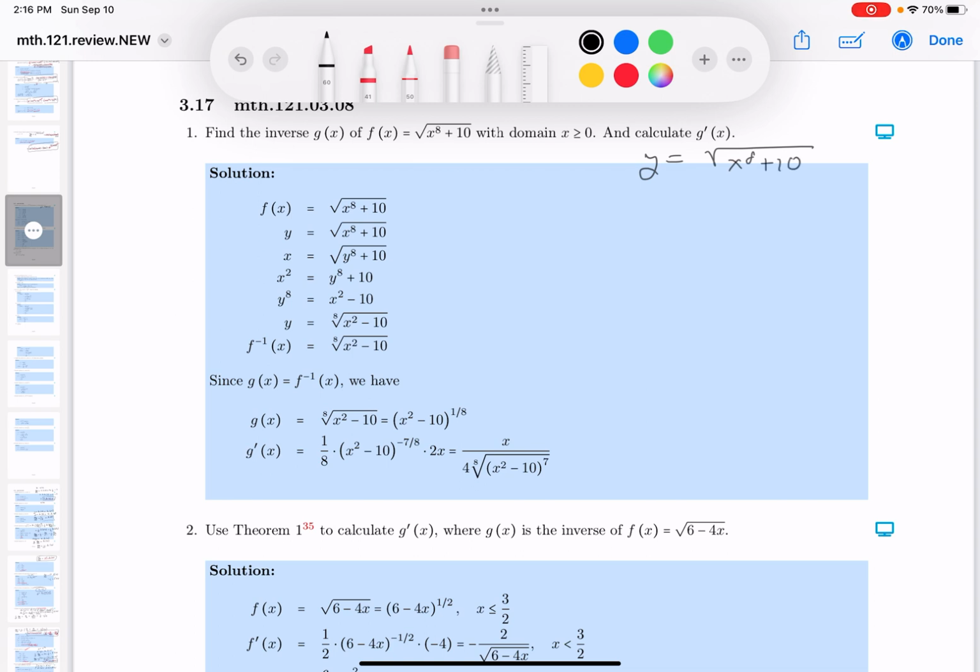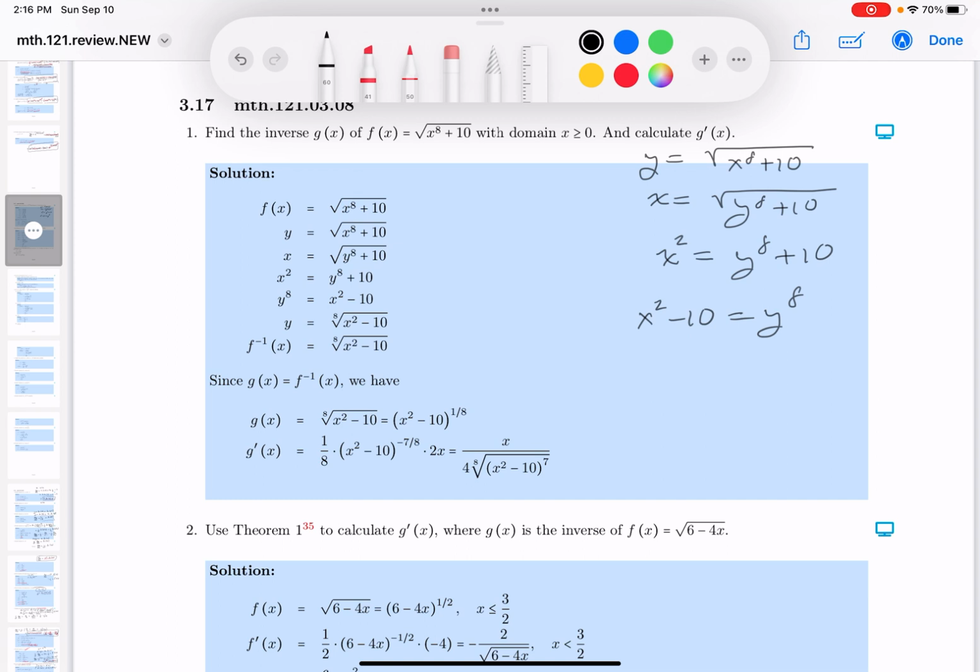So if you go back and review 119 material, they'd say change f of x to y. Then they'd say interchange the roles of x and y. Let me do that right now. And now I got to solve for y. All right. How do I do that? Square both sides. You get y to the 8th equals x squared plus 10. Then subtract 10 from both sides. And you get x squared minus 10 equals y to the 8th.